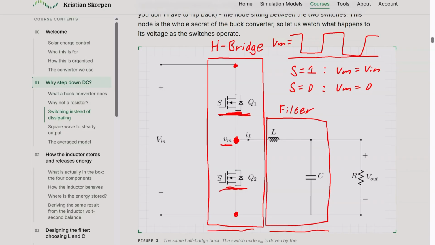This is an LC filter, so it's basically an inductor with a capacitor. What it does is that it removes the harmonics so that we get a constant output voltage. So the output voltage could be something like this, straight, or it could have some ripple or harmonics. Ideally, you would always have some ripple and harmonics.